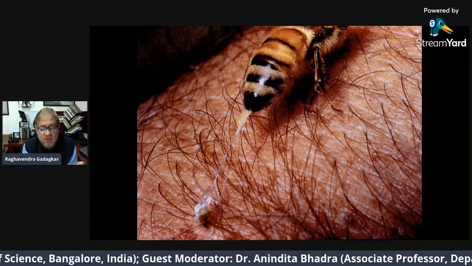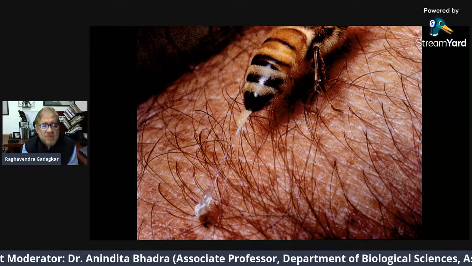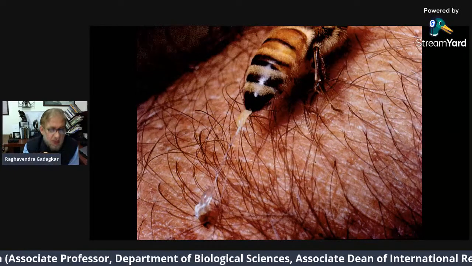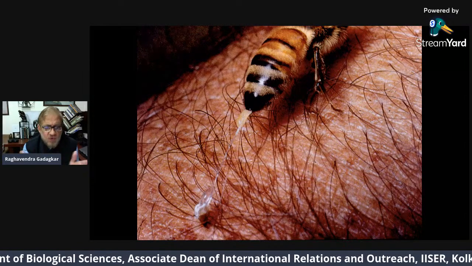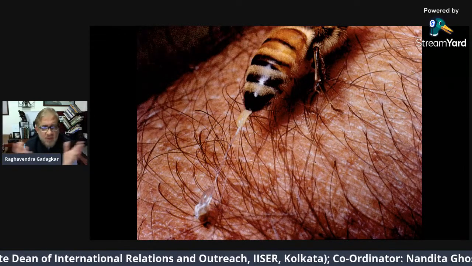How natural selection could select for such self-sacrificing, altruistic behavior is a major paradox in evolutionary biology and one of the most active areas of research, and I and my students have been working on this. But here I'm just giving you a flavor of insect societies.